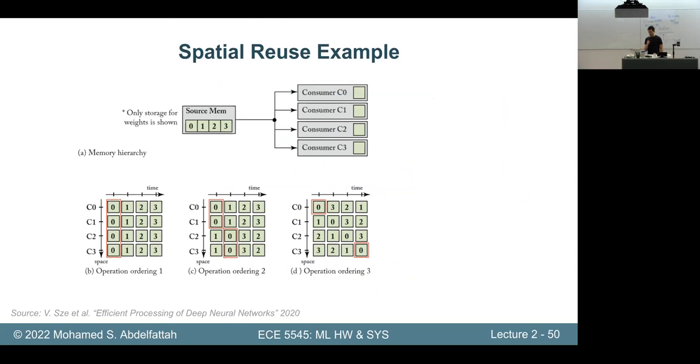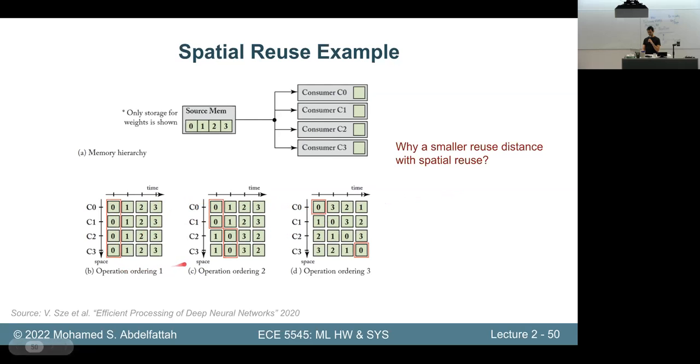So here is a spatial reuse example as well. So what we're doing here is, let me see. This picture always confuses me for some reason.